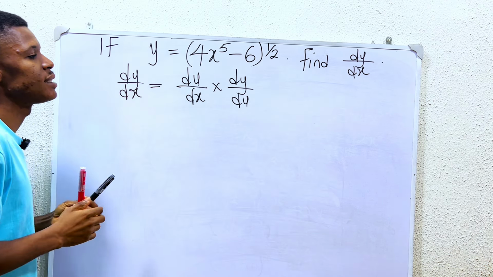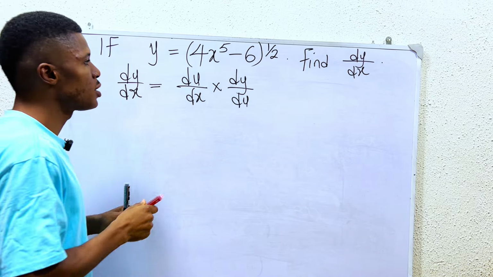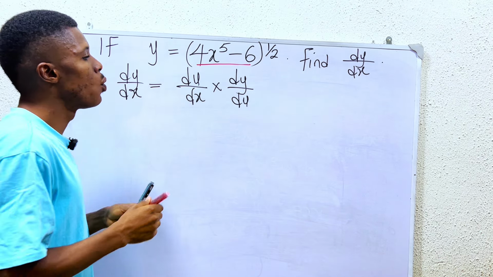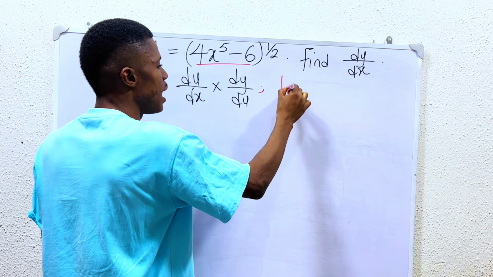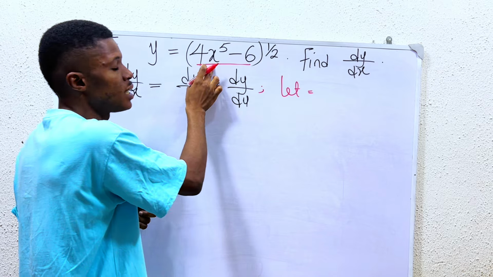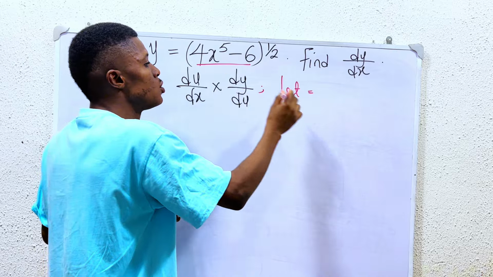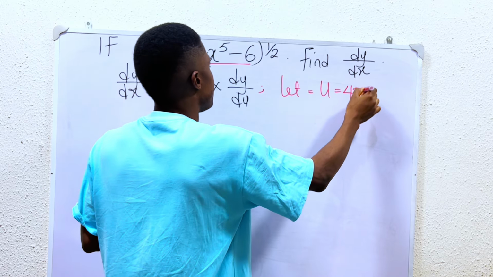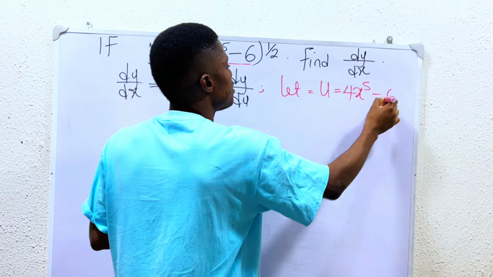Then where can we get our u? U is gotten in the term of the function. So we can simply say that let our u be equal to all the term inside the bracket. So we say that let u be equal to 4x^5 - 6.